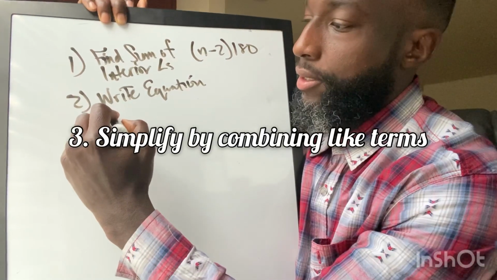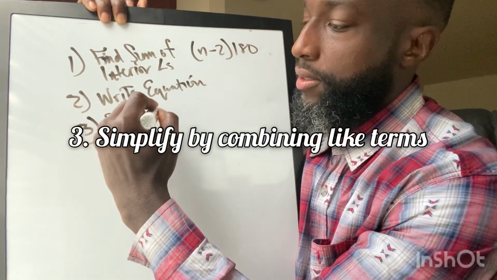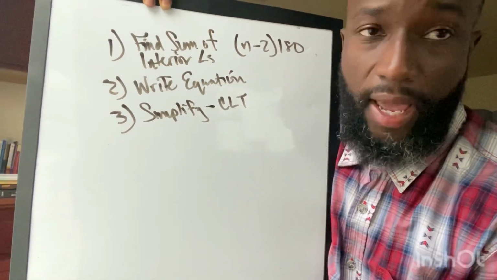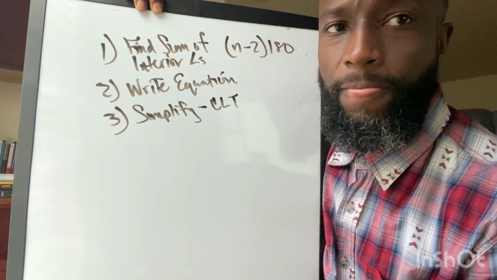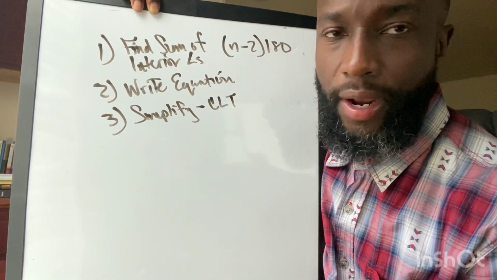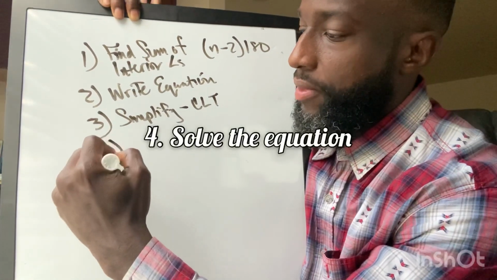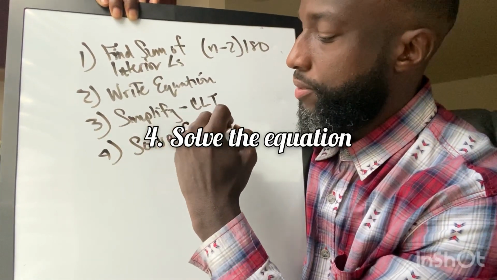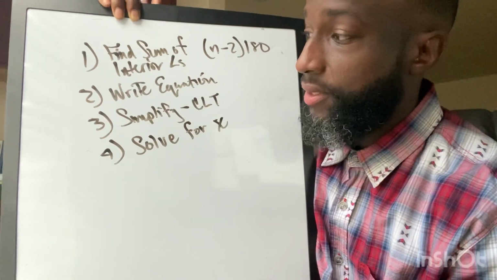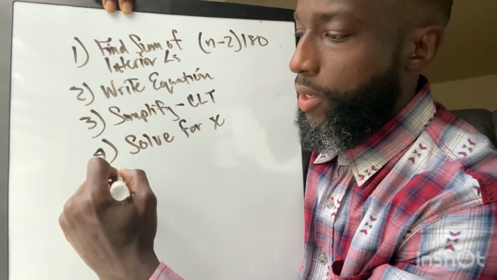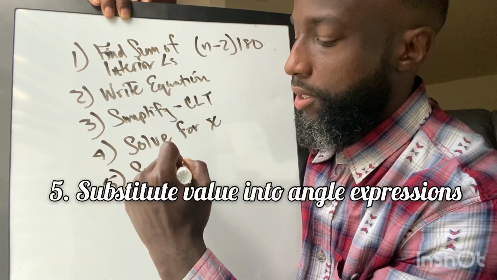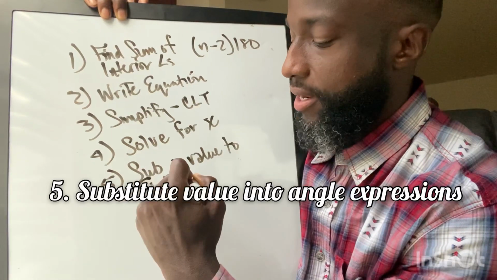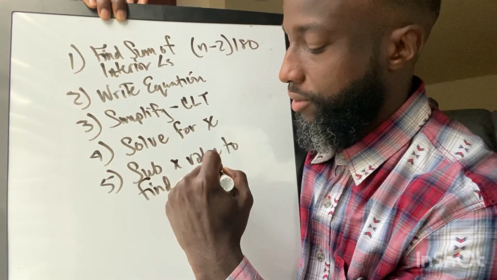Number 3, you want to simplify by combining like terms. So you're going to add the numbers together, and then add the numbers with variables together. And then from there, you're going to solve for the variable, solve for x. That's the beginning. The next part is you're going to substitute the x value in to find the measure of the angles.